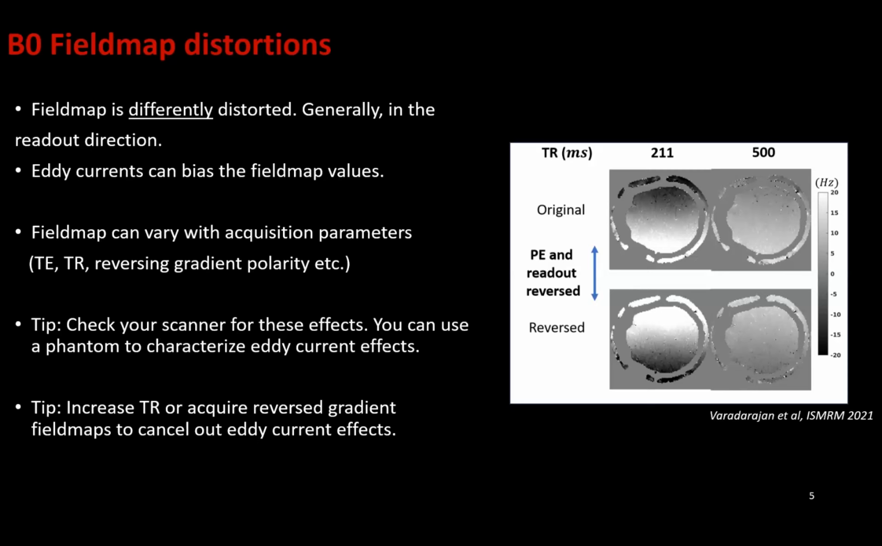The good thing is all these effects can be characterized by just varying acquisition parameters. If you look at this particular image, there are two different TRs. Just look at different rows. You can see that between a 200 millisecond TR and a 500 millisecond TR, the intensity is very different. Why is it different? Because of short-term eddy currents. Short-term eddy currents can change these offset values.